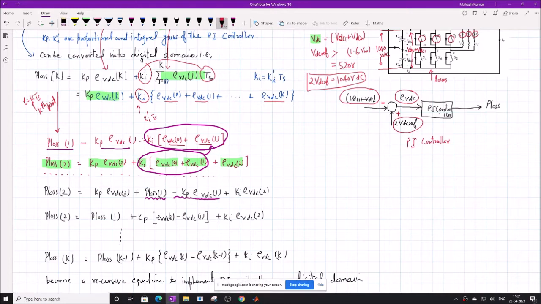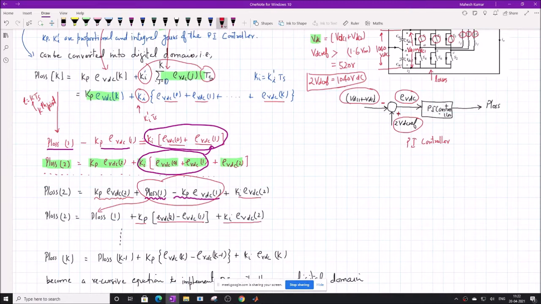Then this is equal to this. So we replace this term, P loss 1 minus Kp EBDC 1, and then we arrange it in order. We bring the P loss at this point. So P loss 2 is equal to P loss 1 plus Kp, which is common between EBDC 2 and EBDC 1. So Kp is common here, EBDC 2 minus EBDC 1. And then the integral term has only one term, the Ki EBDC 2.